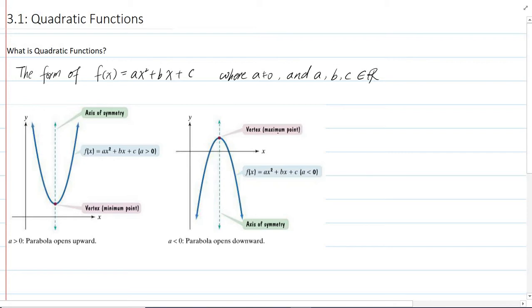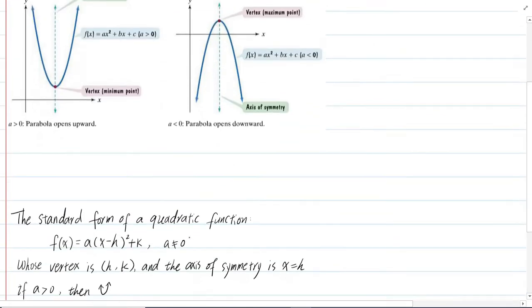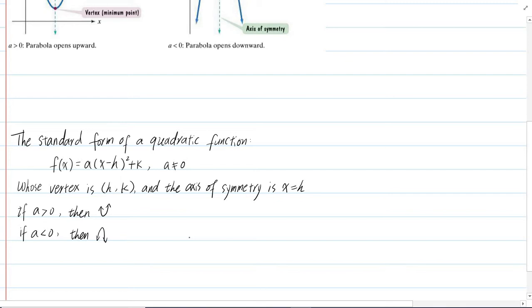But this time, that will be called the maximum point. In this case, we have a is less than 0, and as you can see, this parabola opens downward.